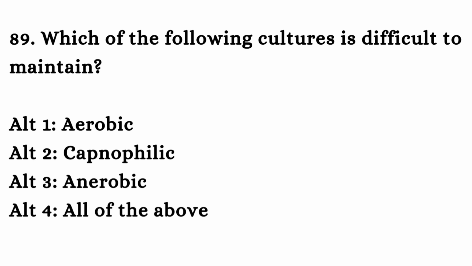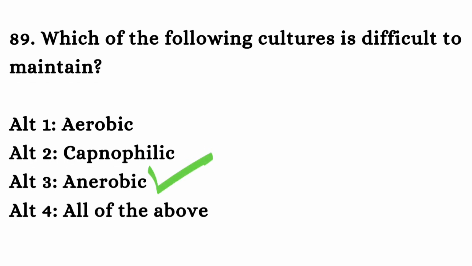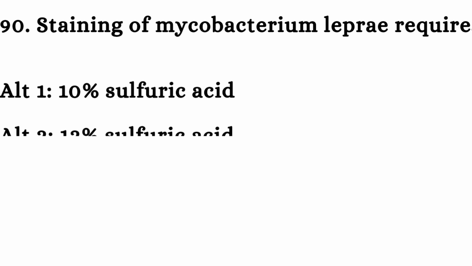Question number 89. Which of the following cultures is difficult to maintain? Option 1 aerobic, option 2 capnophilic, option 3 anaerobic, and option D all of the above. The right answer is option 3 anaerobic. Anaerobic culture media is difficult to maintain because there are possibilities of getting air inside the gas pack system.